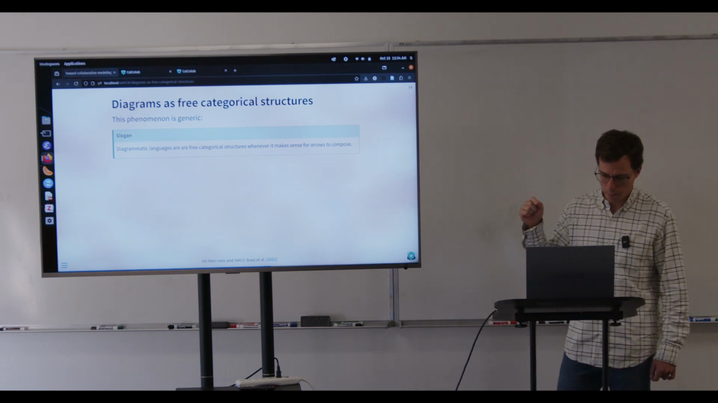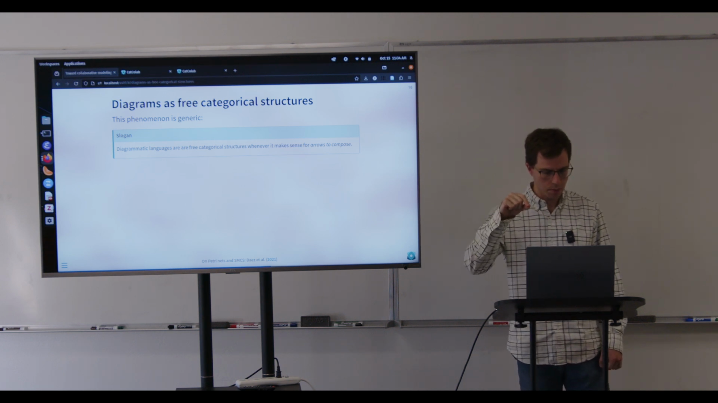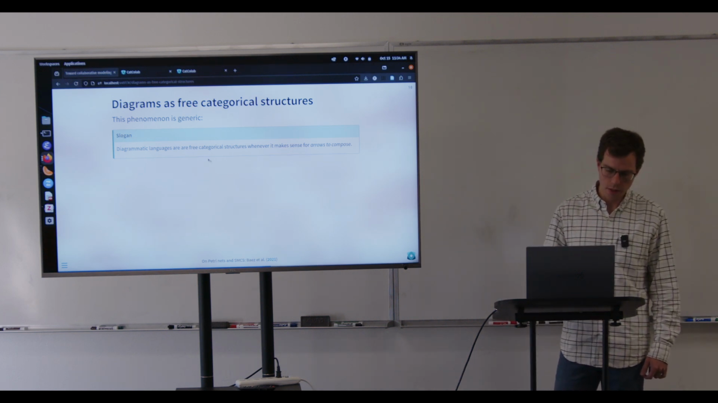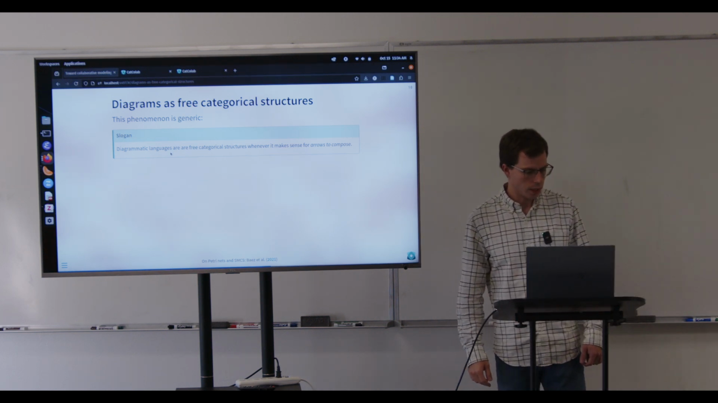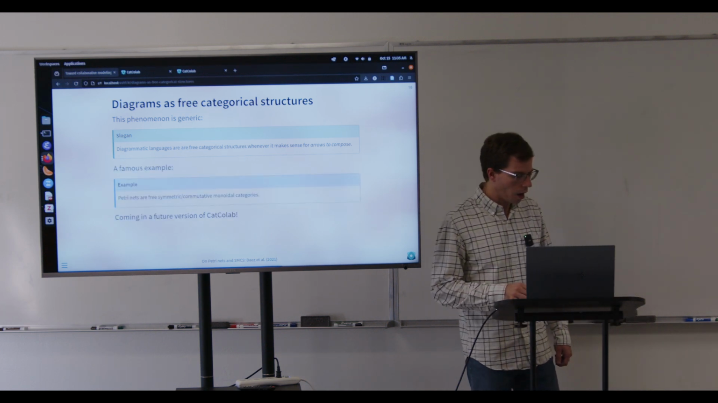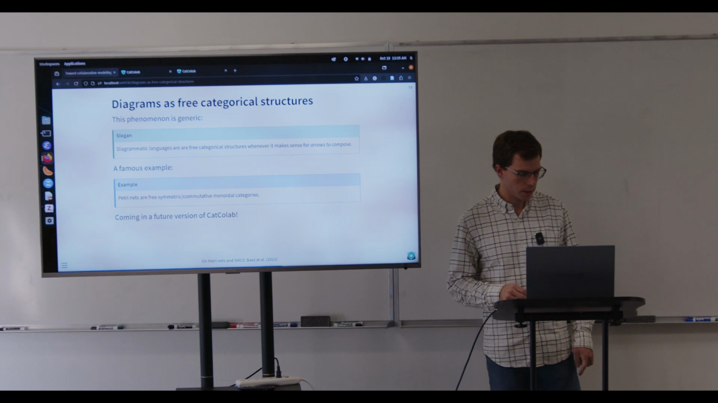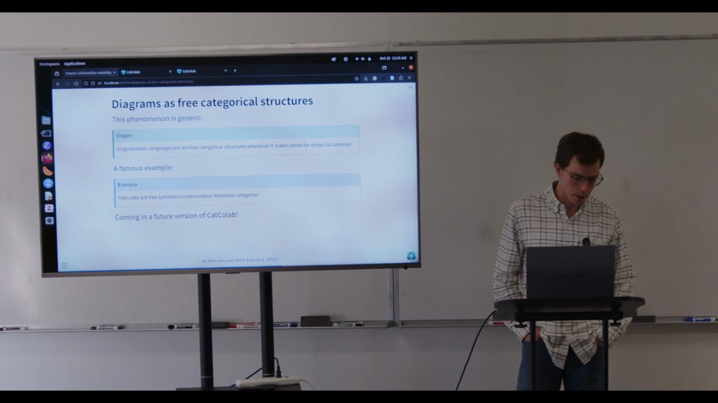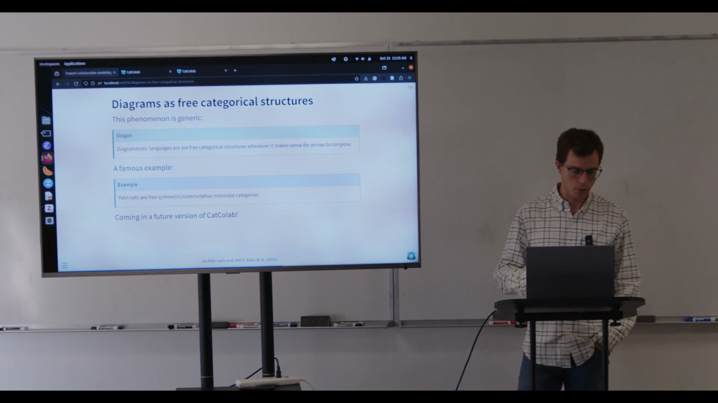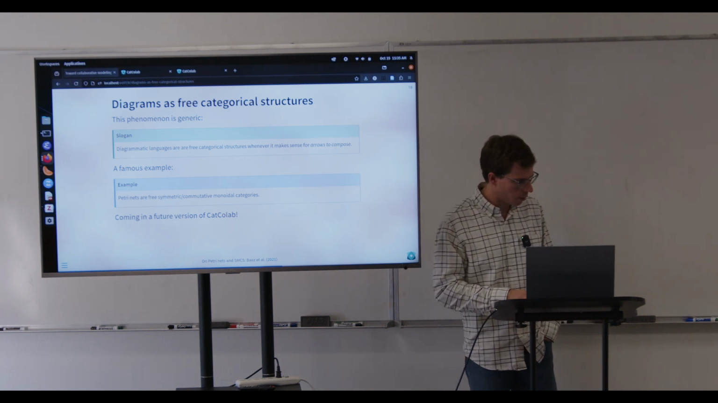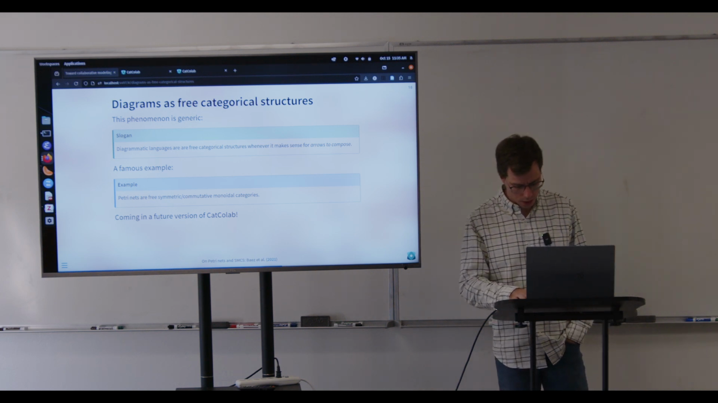And usually there's a sense in which it makes sense to think about composites of those arrows, of following paths in those diagrams. And I claim that whenever that's the case, you should be thinking that this diagrammatic language is really talking about free categorical structures of some kind, because there's implicitly a sense of composition. If you're into this stuff, you'll know that a very famous example is that Petri nets of different flavors are either the free symmetric or commutative monoidal categories, or monoidal categories. So that's a thing that will be coming in a future version of CatColab. And I think there are lots of other examples that are less famous, but they're there if you're willing to look for them.